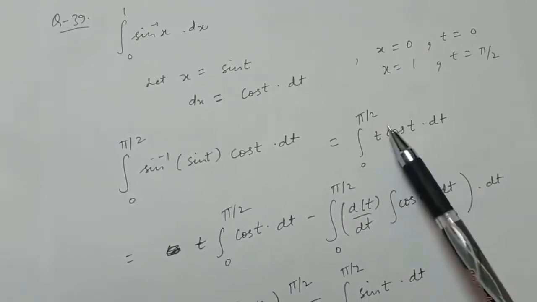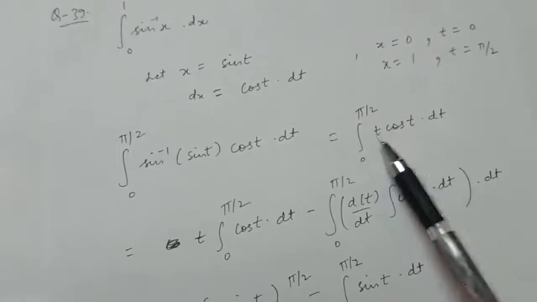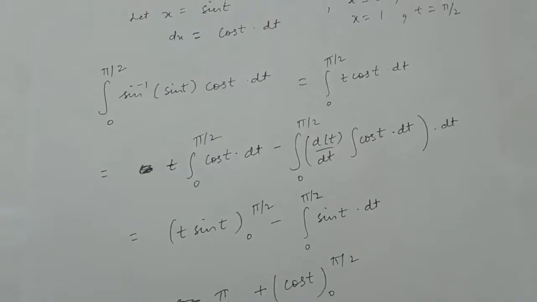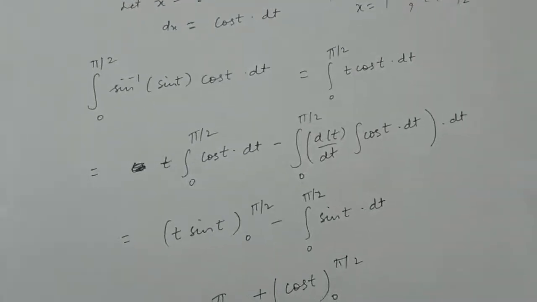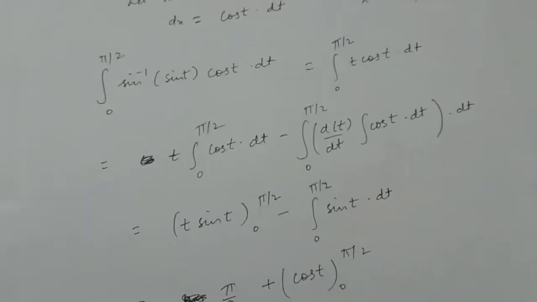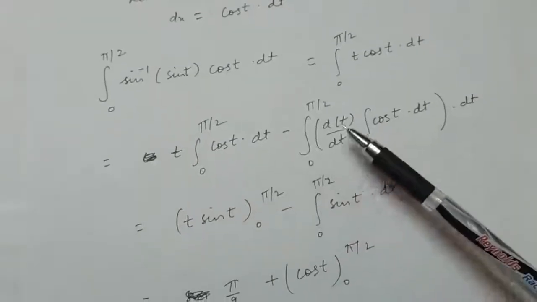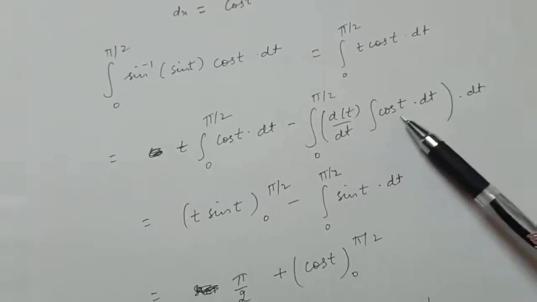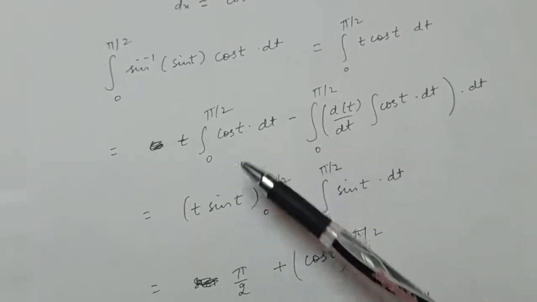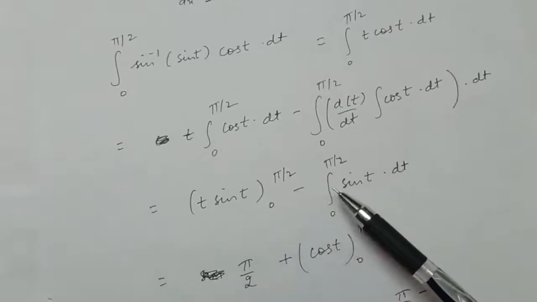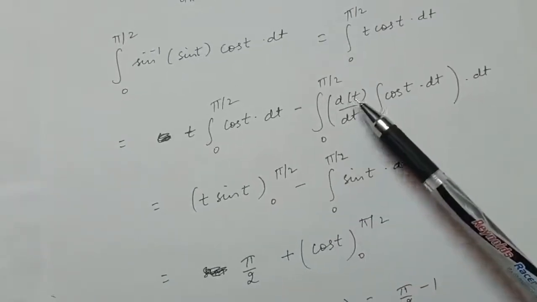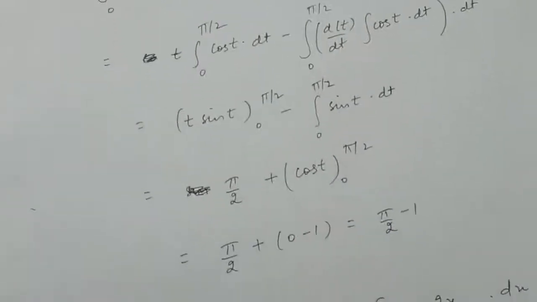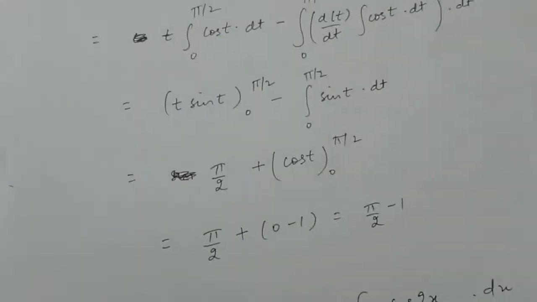Now apply the integration by parts. So let t be the first function and cos t be the second function according to ILATE. So t into integral of cos t minus integral of derivative of first function, that is t, into integral of second function. Now integral of cos t is sin t, minus integral of derivative, which is 1, and integral is sin t. Again now in place of this t sin t, put the limits.